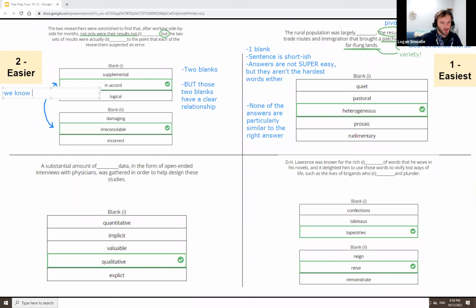So if you notice a 2-blanker that has a clear relationship like this, you could say, okay, this might be a 2-blanker, but it's going to be towards the easier end within the 2-blank realm.